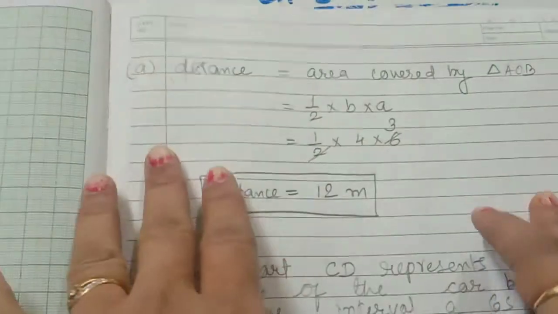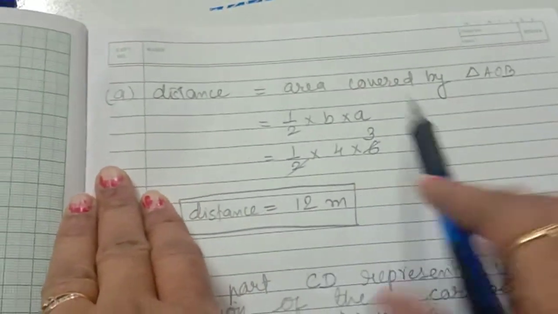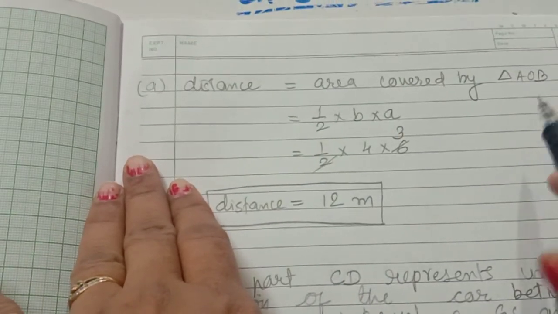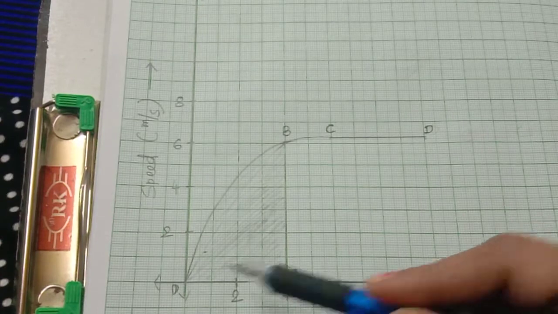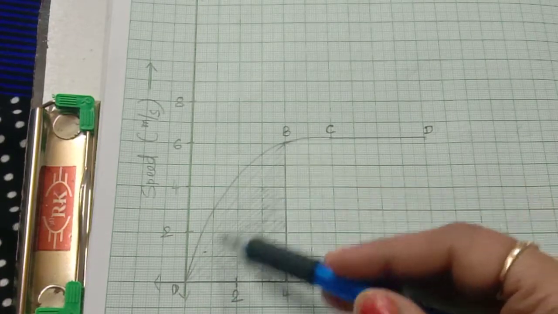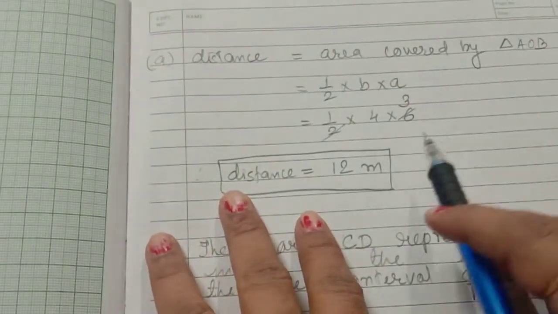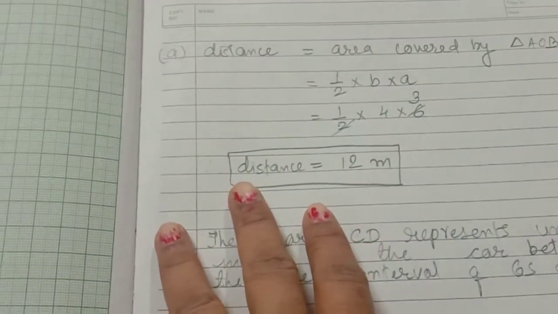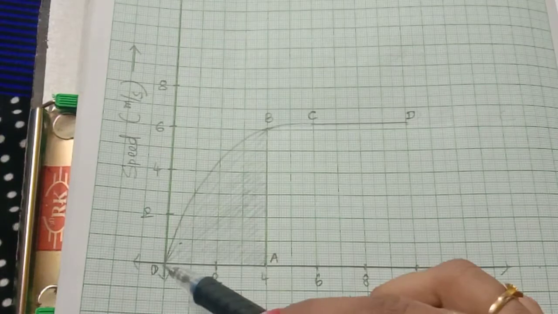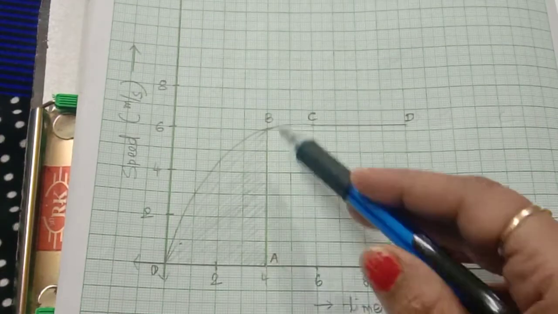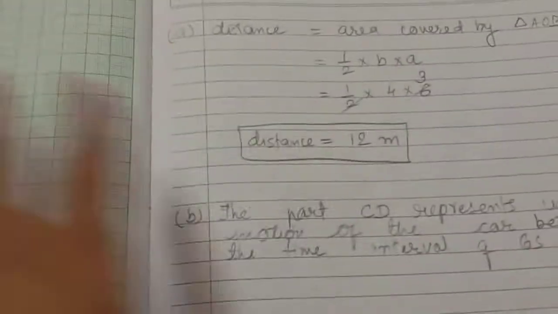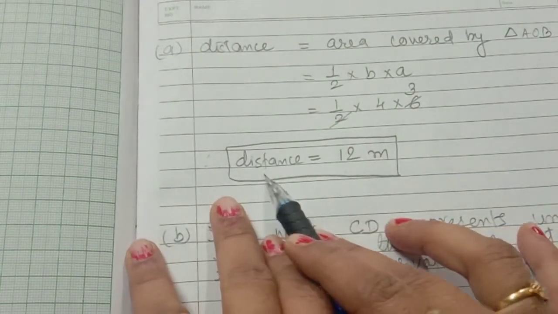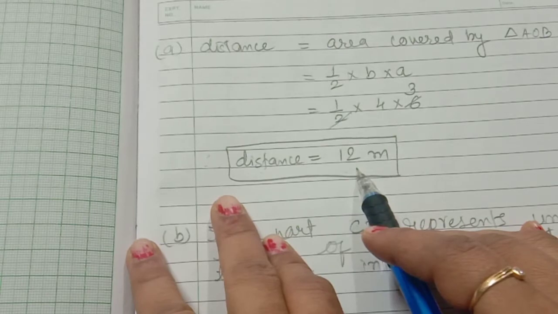So we have shaded. Now this one and this one we will find with the help of the formula of a triangle. First question, distance is equal to area covered by triangle AOB. This forms a triangle. What is the formula for triangle? Half base into altitude. What is base? That is your 4 seconds. Altitude means this much. That is your 6.